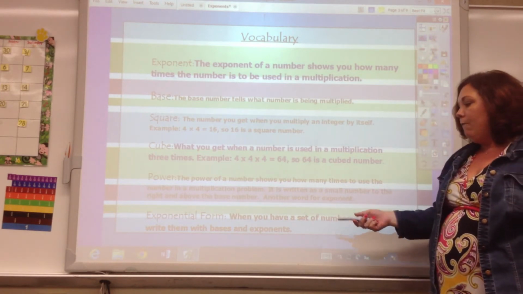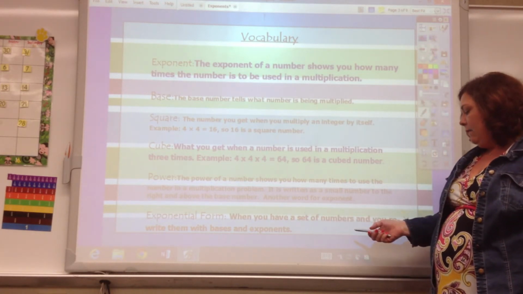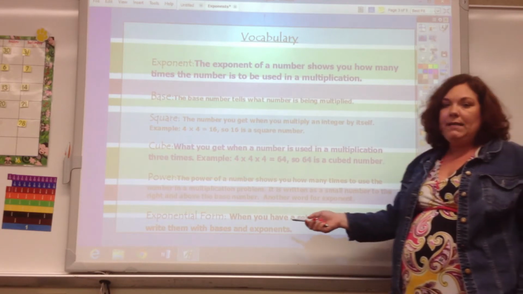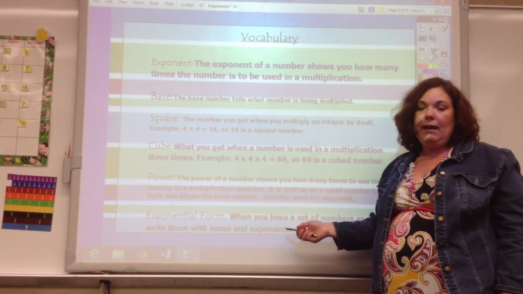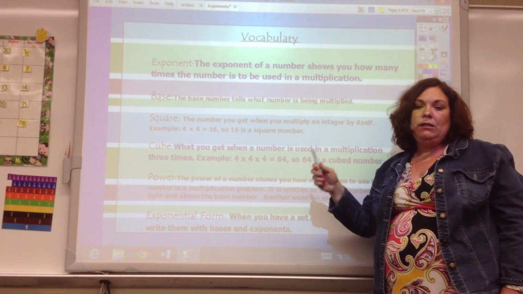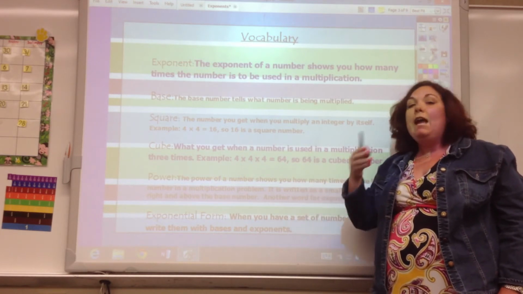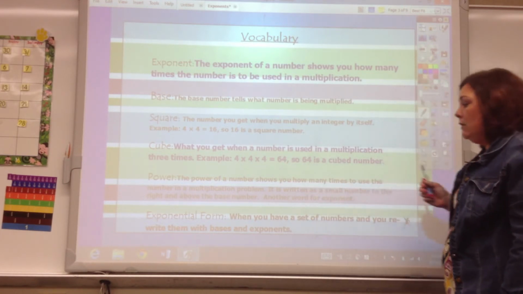And then exponential form is when you have a set of numbers and you rewrite them with bases and exponents. So you may have 4 times 2 times 3 times 5 times 5 times 5, and you would rewrite that using exponents for the numbers that repeat.